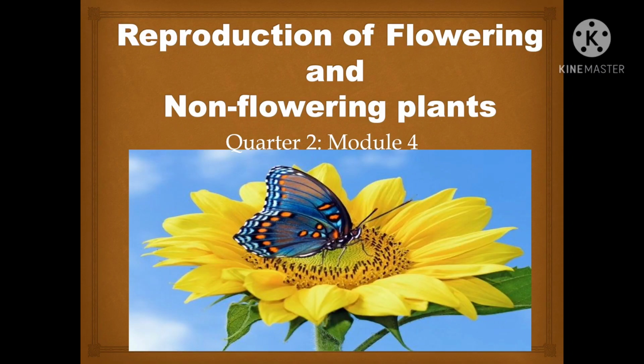Hello, grade 5 learners. Our topic for today is all about reproduction of flowering and non-flowering plants. This is quarter 2, module 4 of grade 5 science.